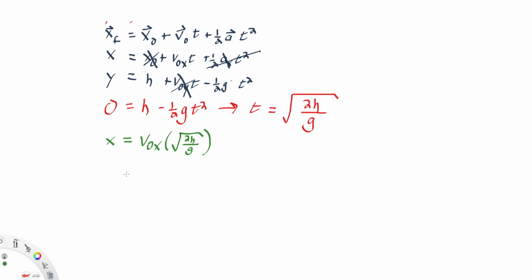And now that we're in our final step, we can go ahead and plug in numbers. So our initial velocity was 10. Our initial height was 25. And because I don't really want to pull out a calculator, I'm going to round g to 10. So inside the square root, we have 2 times 25 is 50, divided by 10 is 5. The square root of 5 is about 2 1/4. 2 1/4 times 10 is about 22 1/2.